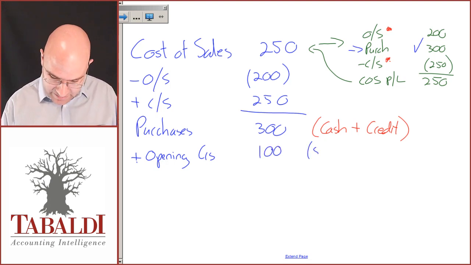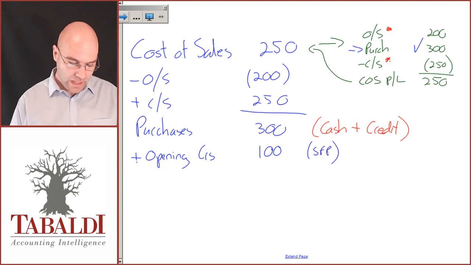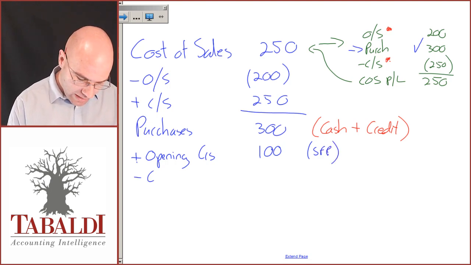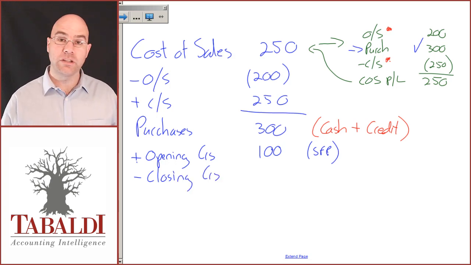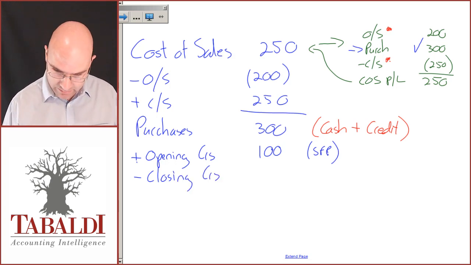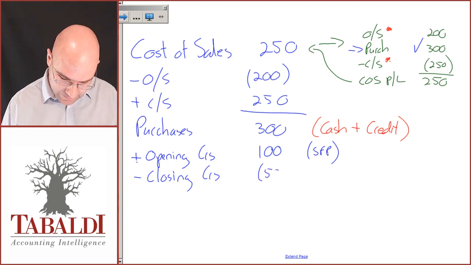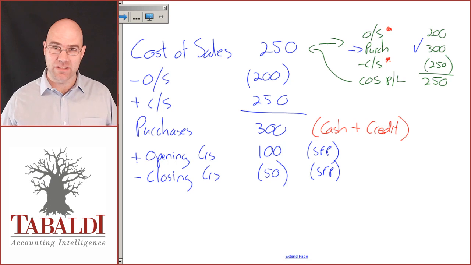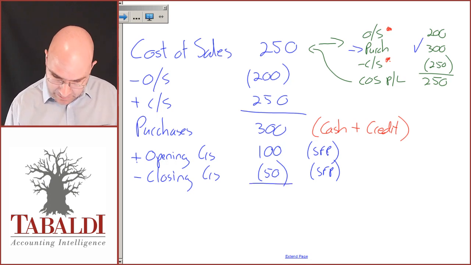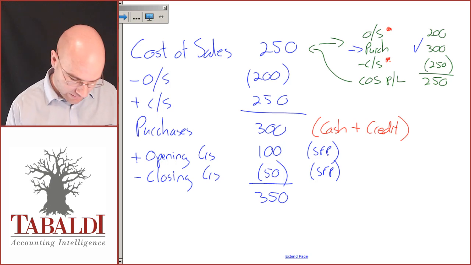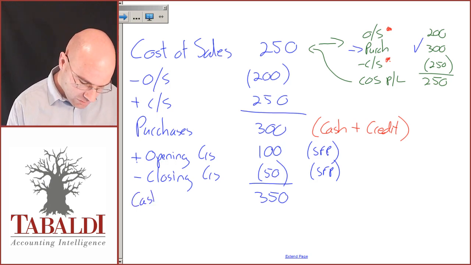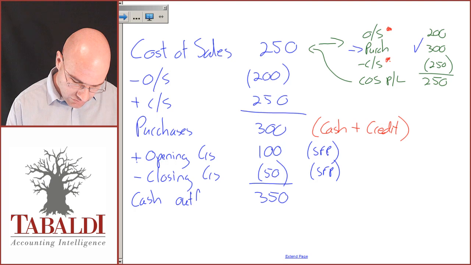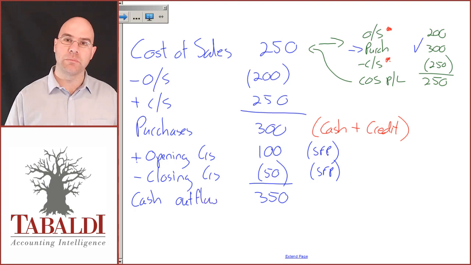And that comes from the statement of financial position. And I'm going to subtract the closing creditors, because closing creditors, well, they haven't been paid yet. Let's pretend that figure is 50. Also from the statement of financial position, but the current year's closing balance. That leaves me with a cash outflow of 350. So that is what I'm worried about now in terms of the cash flow statement.